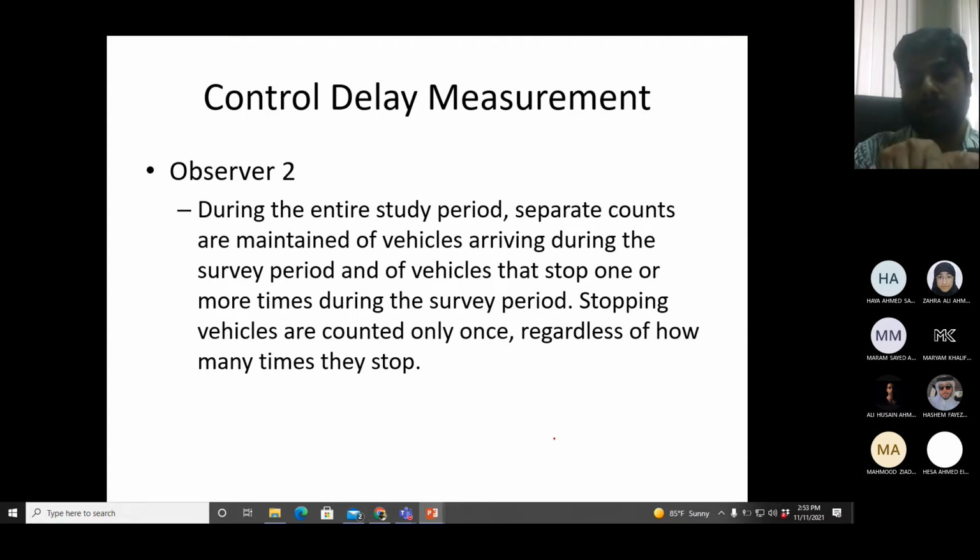They can either be equal if everybody has to stop, or the number of cars stopped may be less than the number of cars arrived. If everybody did not have to stop, the number of cars arrived will be more, and the number of cars stopped will be less. But for observer 2, there is no interval.